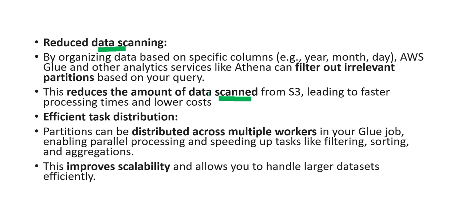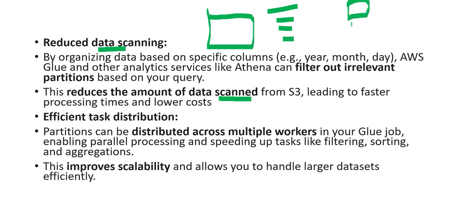And if you do partitioning, partitions can be distributed across multiple workers in the glue job. So that means you can enable parallel processing. If you have one big file, putting it in parallelism is difficult. But if you have partitioned data, you can process all three of them in parallel. That is the capability that gets augmented if you partition. And inherently, it improves the scalability of the application. Scalability means you can do more.